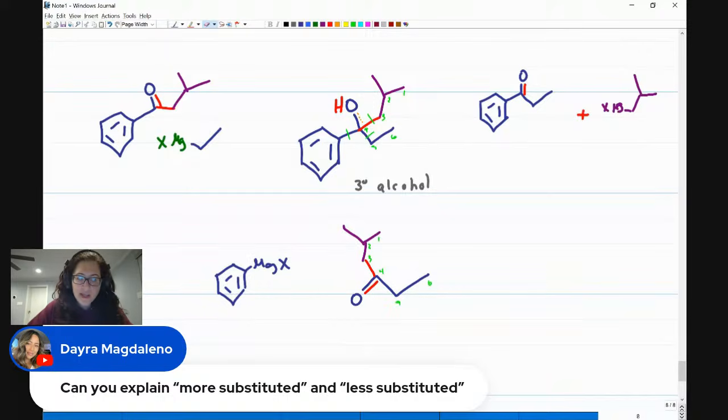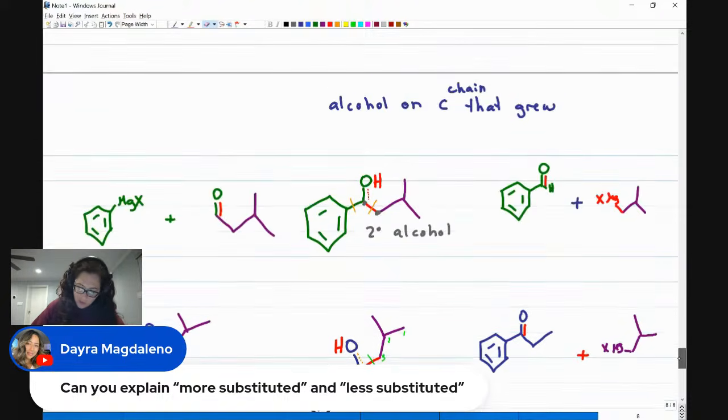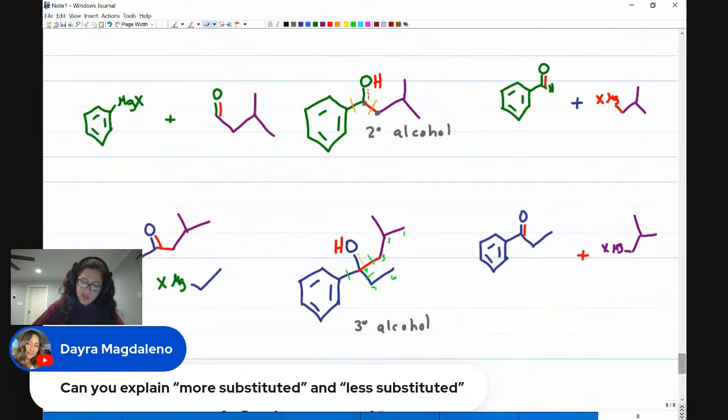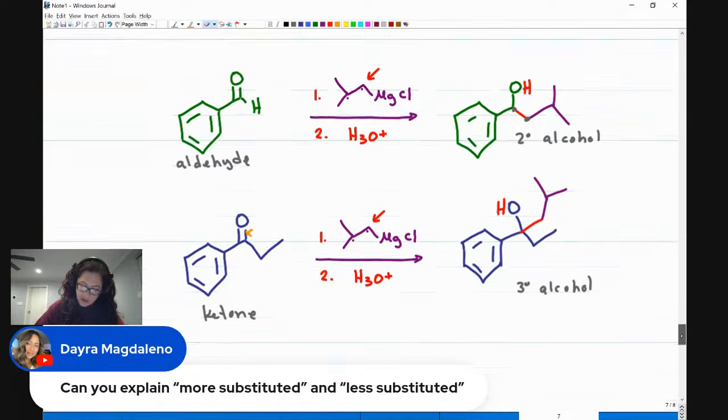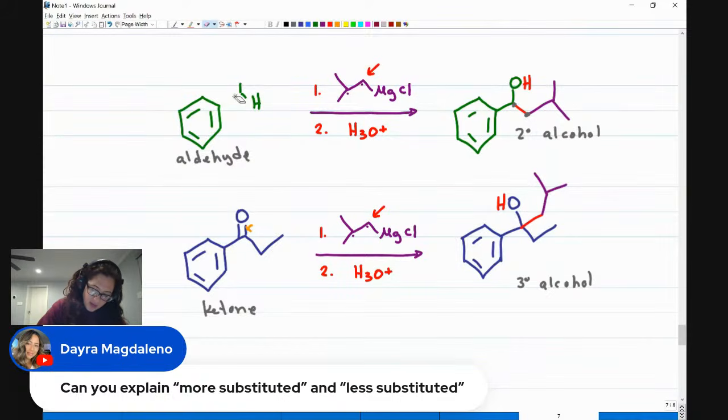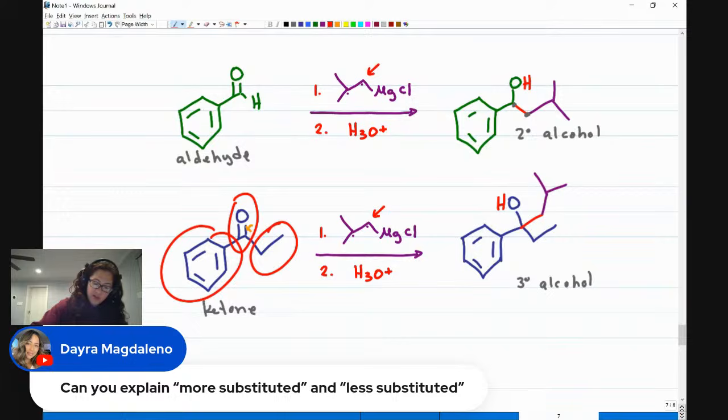Question, can you explain more substituted and less substituted? I don't remember where you typed that. I assume you're talking about the secondary and tertiary, or was it with the aldehyde and ketone? The aldehyde is a carbonyl that only has 1 R group attached to it. The ketone has 2 R groups attached to it.